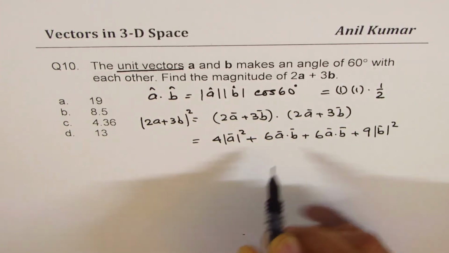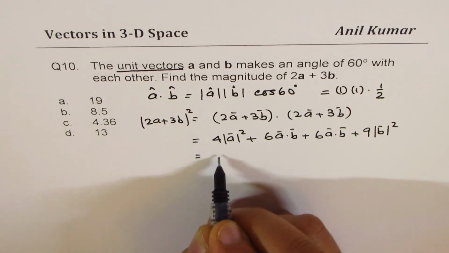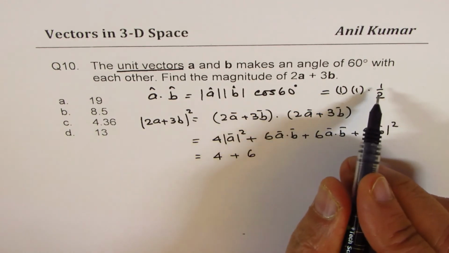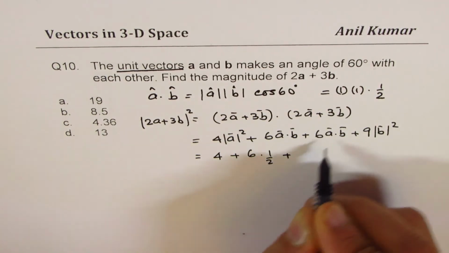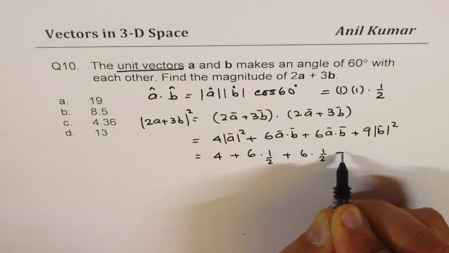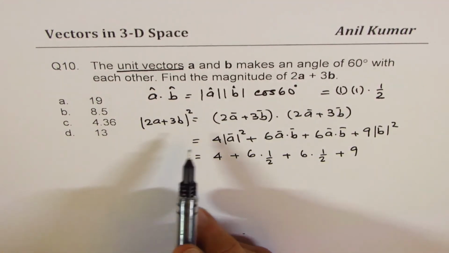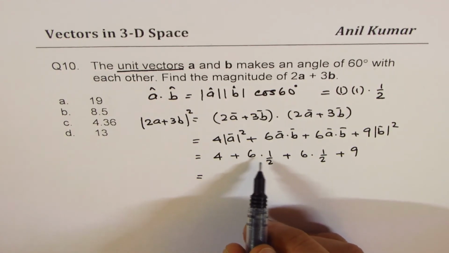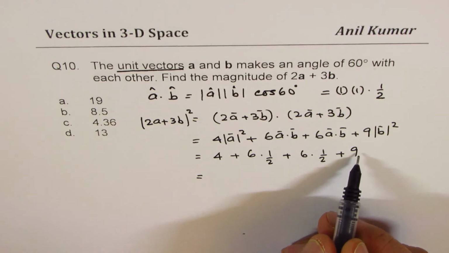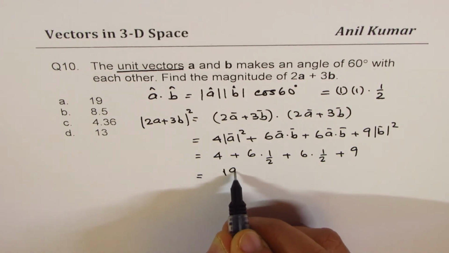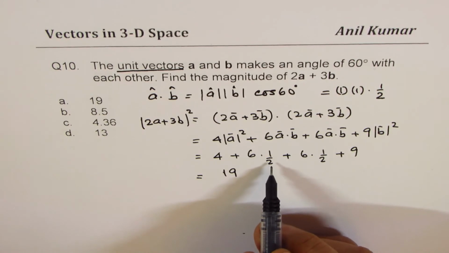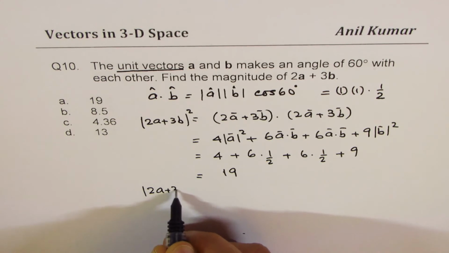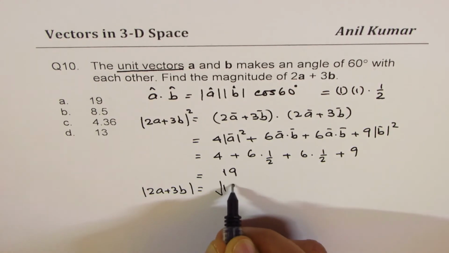Is that okay? Now since they are unit vectors, these magnitude values are 1. So we get 4 plus 6 times A dot B, which is half, so 6 times half, plus 9. Correct? That is the square of the magnitude. Remember to square root it. So 4 plus 9 is 13, 13 plus 6 times half, which is 3, is 16. Wait, 6 times half is 3, so we get 16... and therefore the magnitude of 2A plus 3B should be equal to the square root of 19.